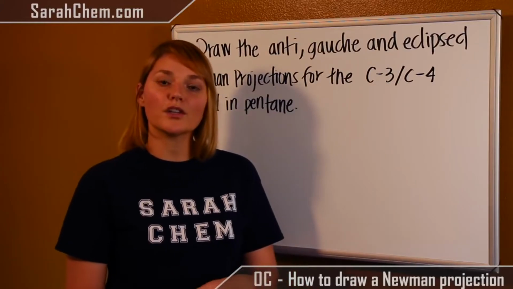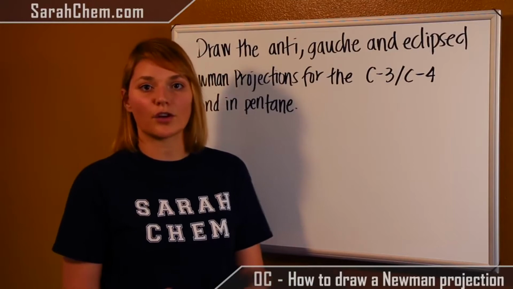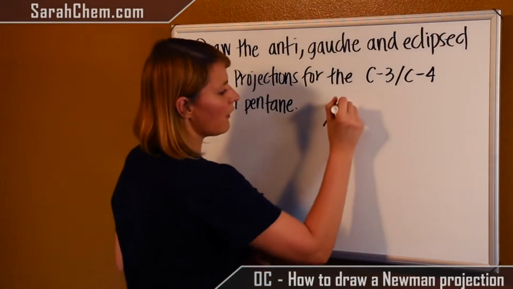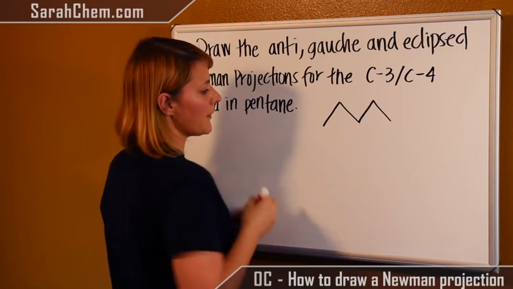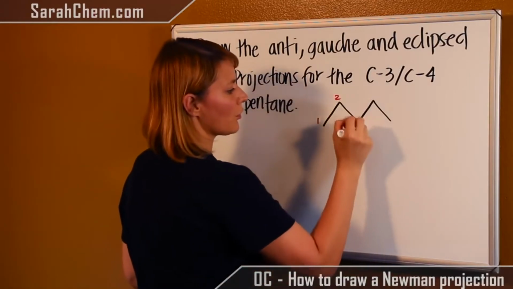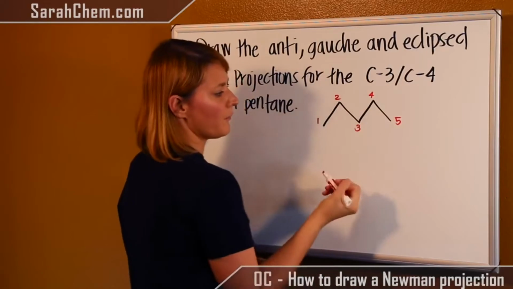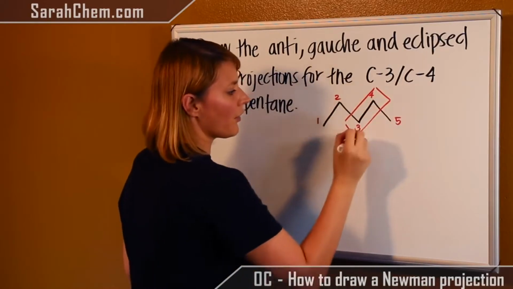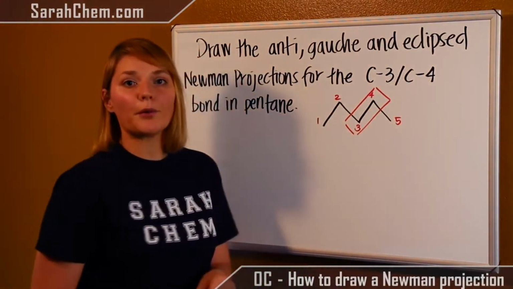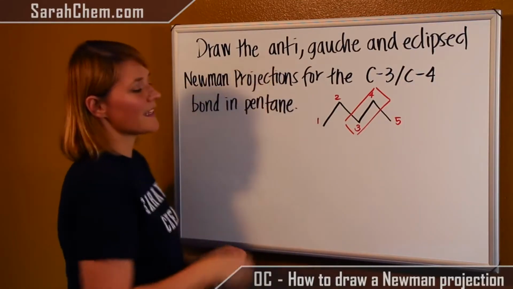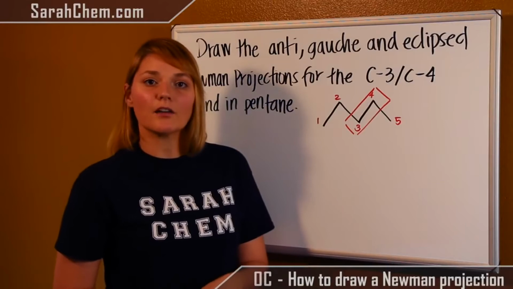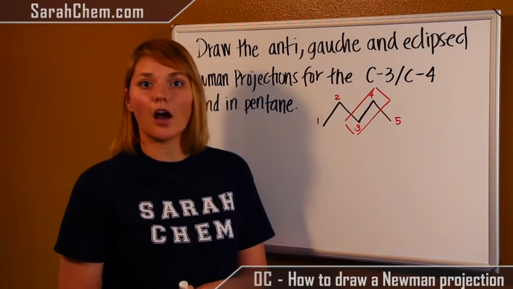So the first thing we want to do is actually draw the line structure for pentane. So that is an alkane with 5 carbons. So I'm going to label our carbons 1, 2, 3, 4, and 5. And we are focusing on this section here, so that's where all the pertinent information will come from. So the first one we're going to draw is the anti conformation. The anti conformation is a type of staggered conformer.